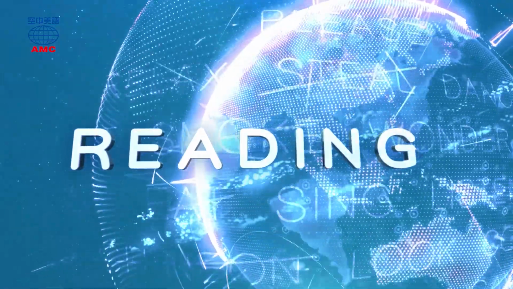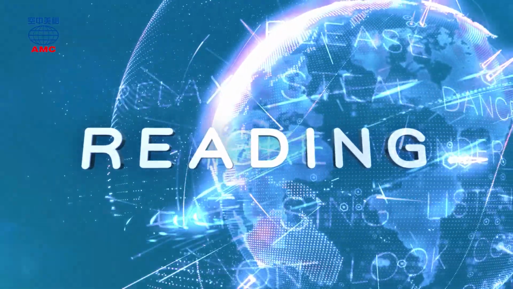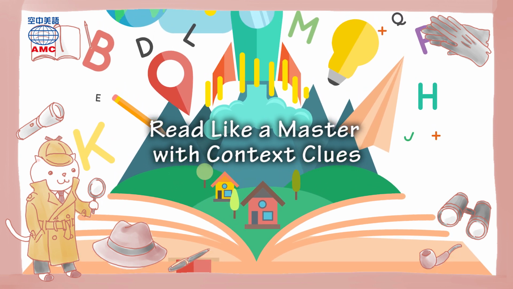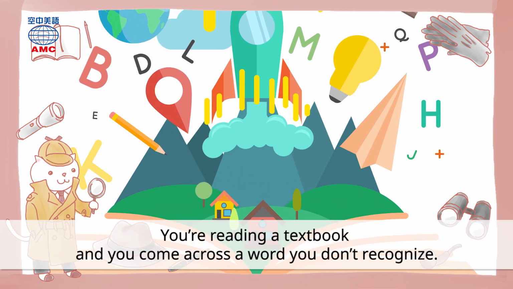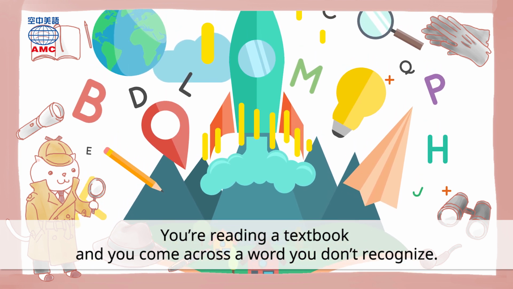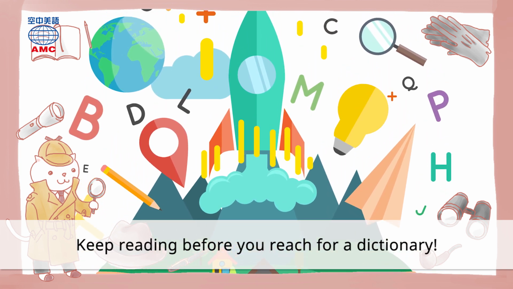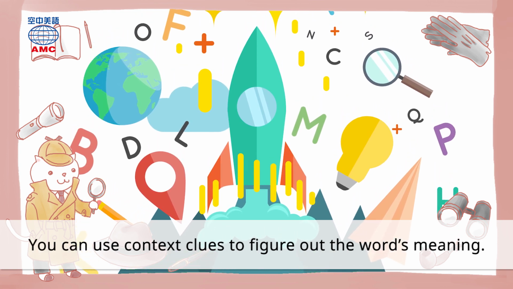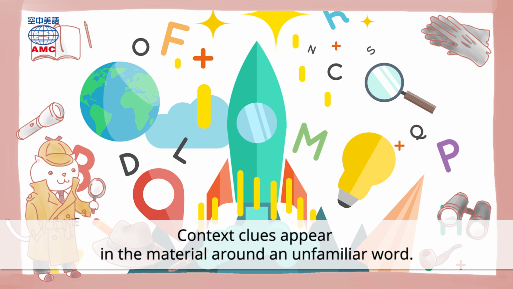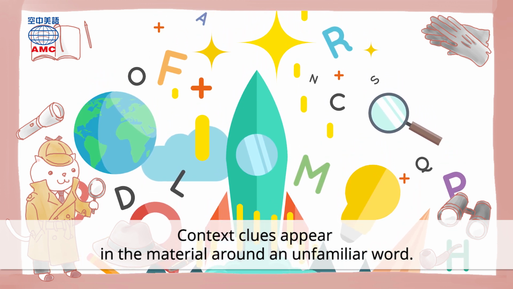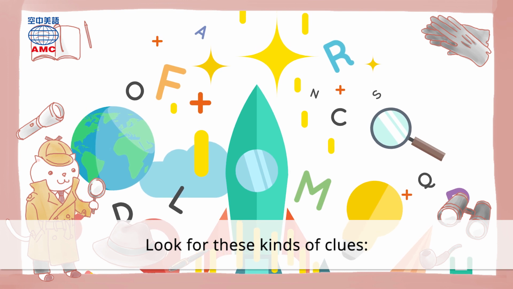Reading. Read like a master with context clues. You're reading a textbook and you come across a word you don't recognize. Keep reading before you reach for a dictionary. You can use context clues to figure out the word's meaning. Context clues appear in the material around an unfamiliar word. Look for these kinds of clues.